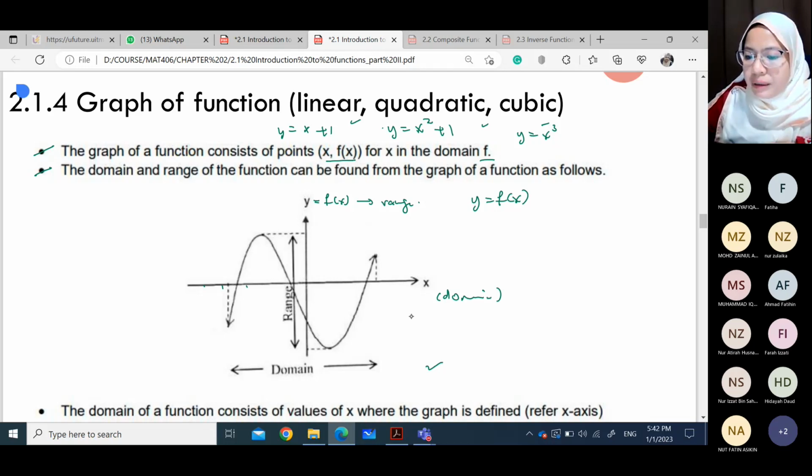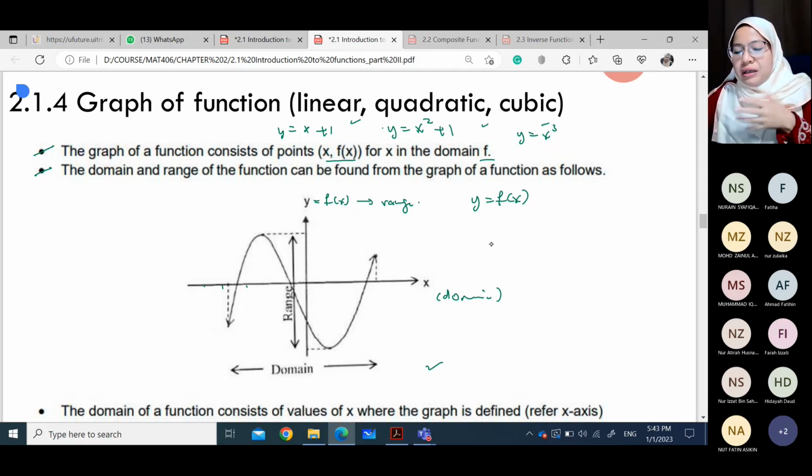Kalau untuk pada contoh yang ini, kita ada graf begini yang kita nampak ada lengkungan ni, ini adalah graf dia lah. So graf ini berbentuk based on the point. Bergantung dia bentuk disebabkan point lah. So point itu adalah daripada x iaitu domain dan juga y. So y is a range.